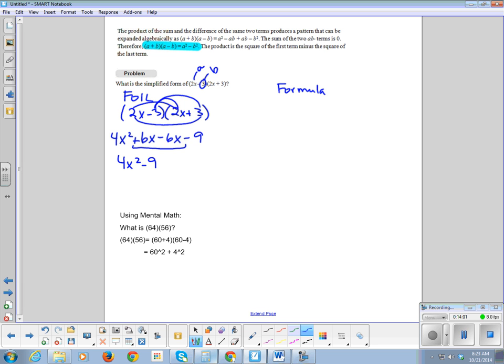All right, so if we know A is 2x and B is 3, let's do the formula. So we got 2x and we're going to square it. And we have a minus sign in between. And then we have B is 3 and we're going to square it. So 2x squared is 2x times 2x. And that's 4x squared. And 3 squared is 9.